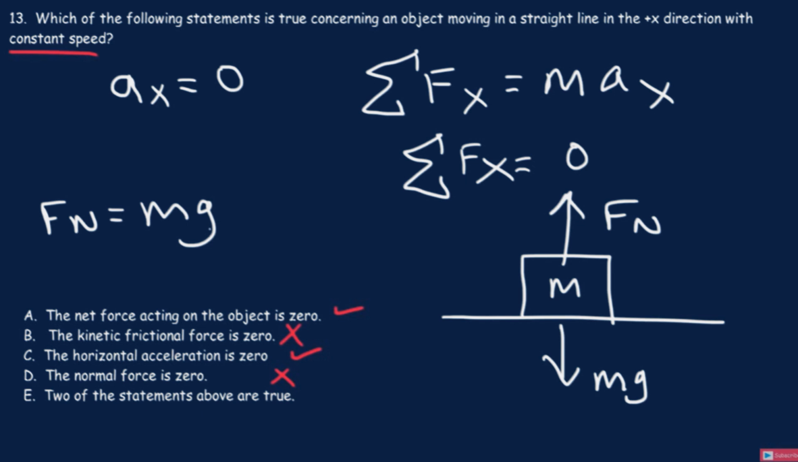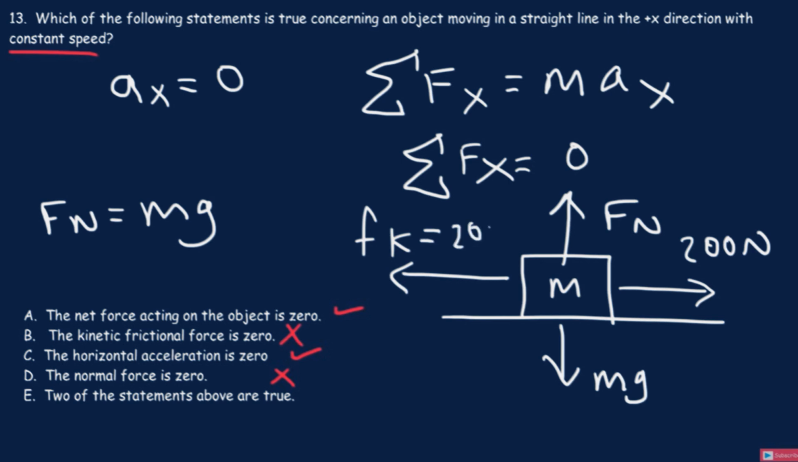Now, friction does not have to be zero. The object could have an applied force of 200 newtons, and the kinetic friction force could be the same 200 newtons. And so the net force, which is the difference between these two, is going to be zero. The net force can be zero, which means the acceleration can still be zero even with friction present.